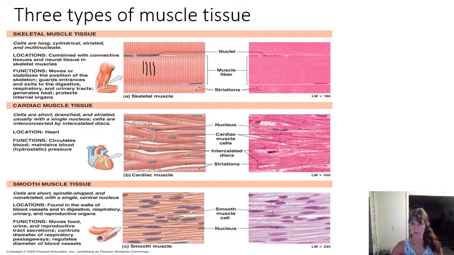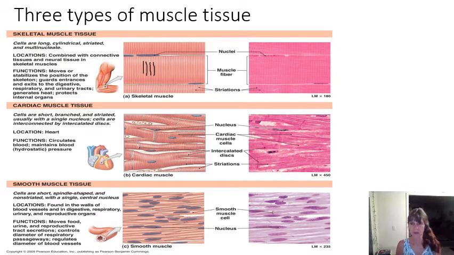Skeletal muscle forms by myoblasts fusing together to form one long cylindrical muscle fiber. That's why skeletal muscle is multinucleated. The nuclei of those myoblasts, when they fuse together, are going to be incorporated in that one long cylindrical muscle fiber.